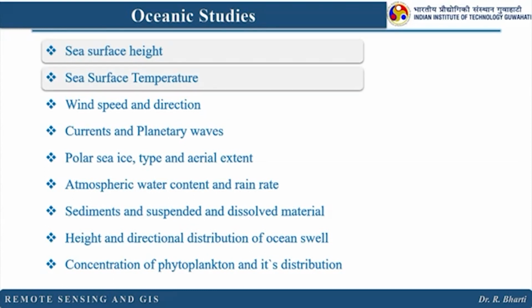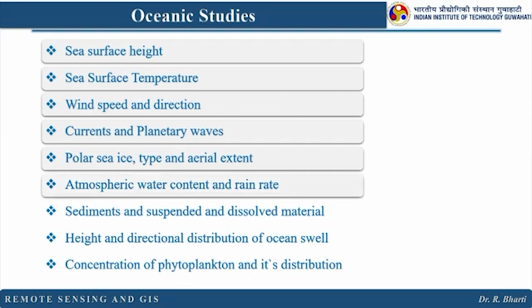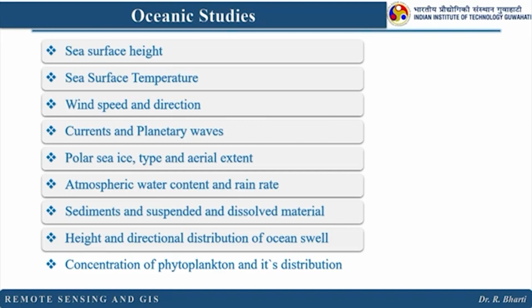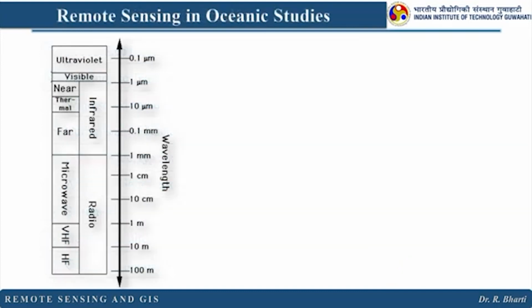Now the second application is sea surface temperature. Why is it important? Because that regulates your land surface temperature, wind speed and direction, currents and planetary waves, polar sea ice type and areal extent, atmospheric water content and rain rate, sediments and suspended solids, right? Height and direction distribution of ocean waves, concentration of phytoplankton and its distribution. Because this is one very important area which we have to study to understand more about our environment, more about our weather system or more about our climate, right? Now let us see how this remote sensing and GIS are used in these applications.